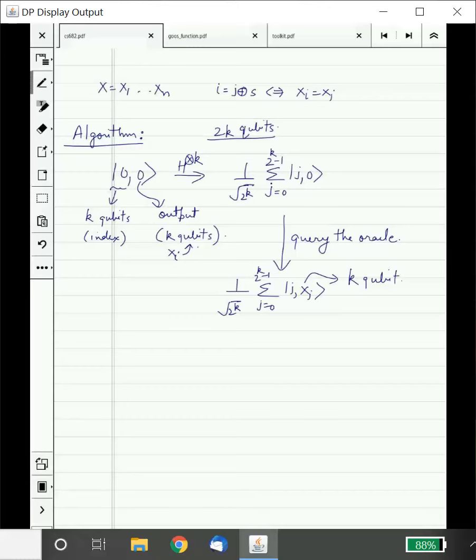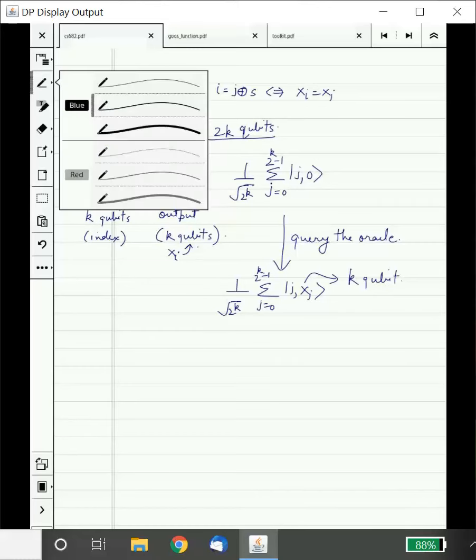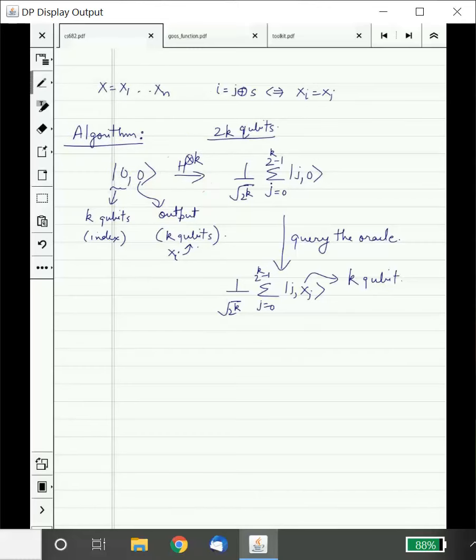Let's focus on Simon's problem. You start with the 0, 0 state. In the first step, you apply Hadamard. That Hadamard gives you equal superposition. Then you query the oracle and you get this state. Now something different is going to happen. Now I'm going to measure the second register.